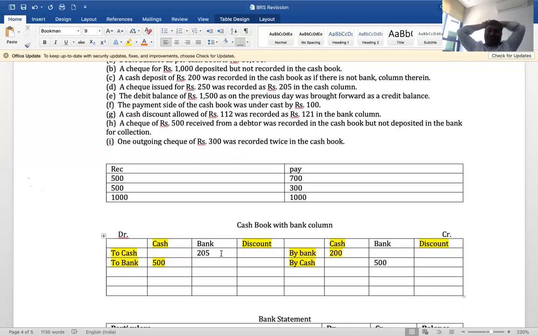Sir, but he did not mention the bank column, he mentioned the cash column, so we'll only see the cash column. The answer is in your very question. He did not mention it at all here. So whether he has recorded 205 or 105 or 55, what does it matter? This is immaterial for us, this 205, 105, all this.